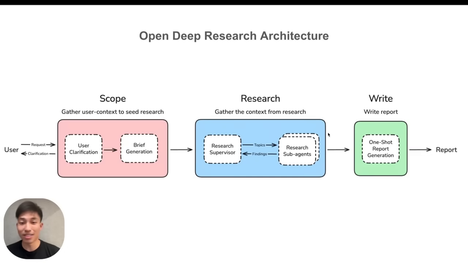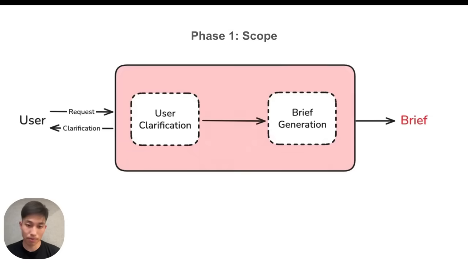When the supervisor is satisfied with the research, our final step is to write the report in a single-shot generation. We take all of the findings that we've accumulated from the subagents and present these to a writer LLM in a single request. This creates the final report, which we then return to the user. Let's take a look at each phase in detail.